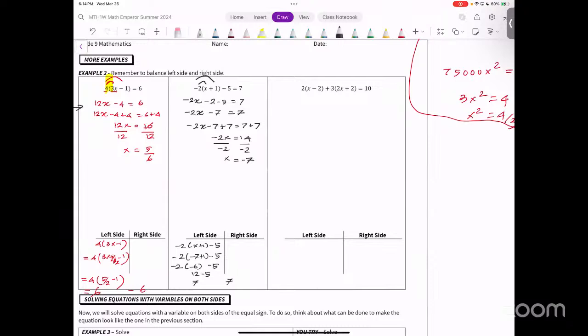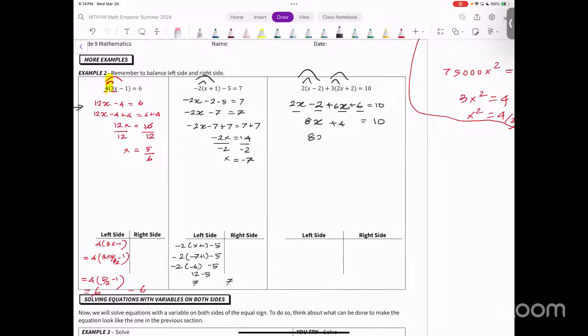You got 2 brackets to deal with. So let's see how to deal with that bracket. 2 times x is 2x. 2 times minus 2 is negative 2. 3 times 2x is 6x. 3 times 2 is positive 6, is equal to 10. We learn how to collect the like terms first. We can simplify 6x plus 2x is 8x. Minus 2 plus 6, positive 4.